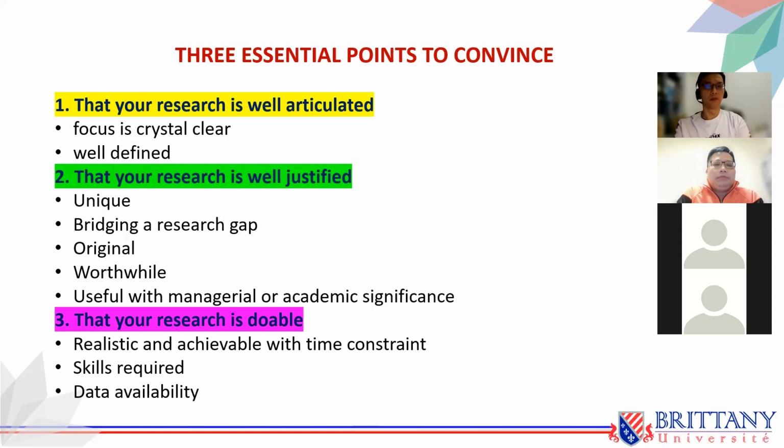It is important to a few stakeholders. For example, you are trying to resolve an organizational issue. That will directly benefit the organization. Or you are trying to find some social issues. For example, what are the factors influencing the adoption of technology among university students? That will benefit your students, also the university and the policymakers. So it is useful for managerial or academic significance. In the significance of your research, you can explain all these things. Your research is doable. So basically, when we go through your proposal, we know whether you can do it or not within the limited period of time.